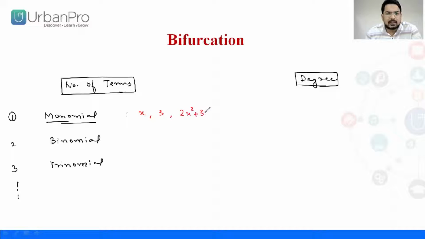2x square plus 3x square. This is also a monomial because after we simplify, we get 5x square. So it is only one term, so we'll term it as monomial.